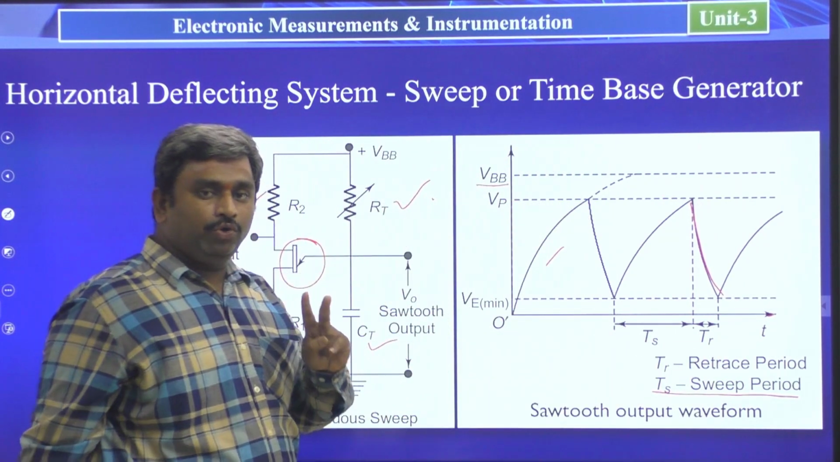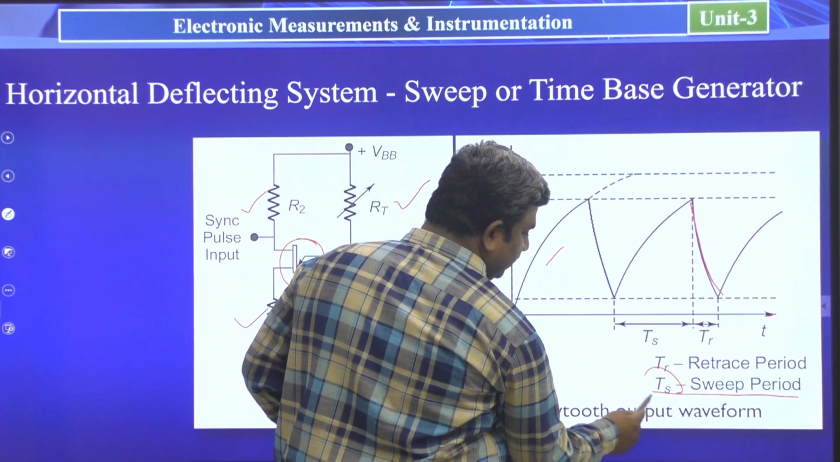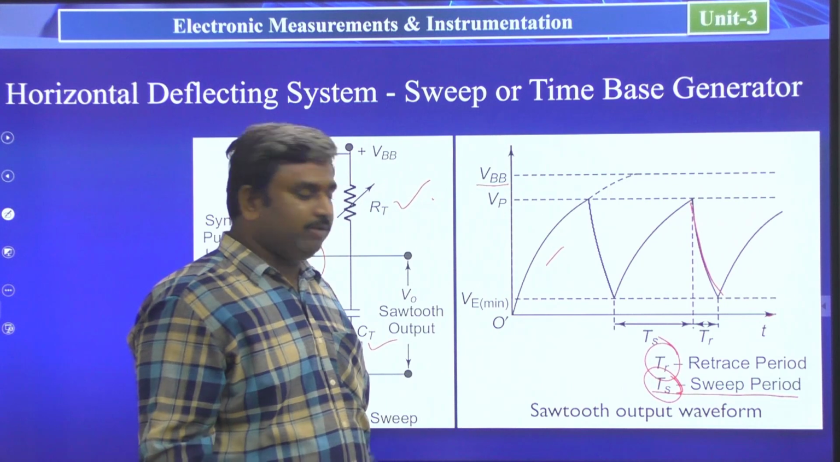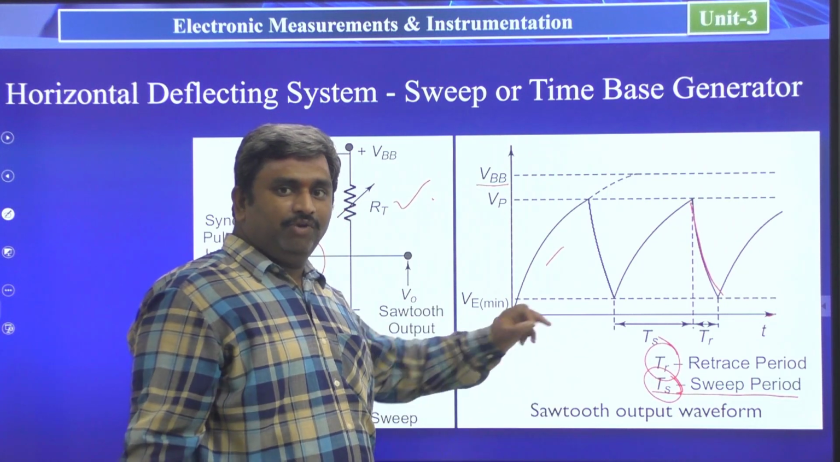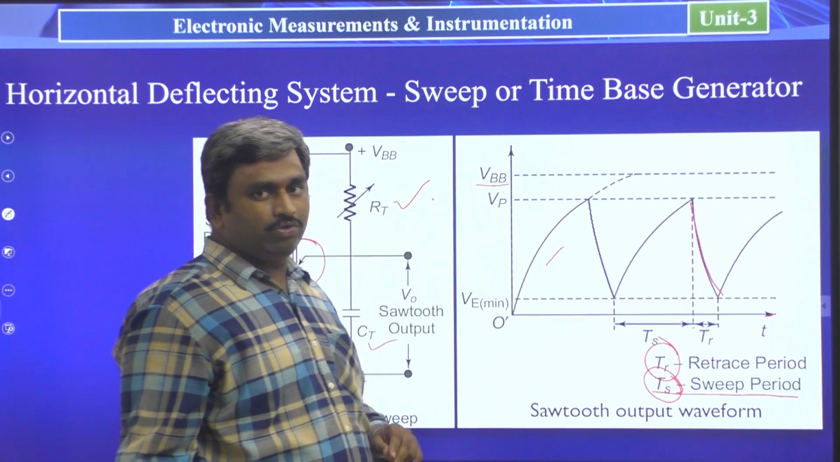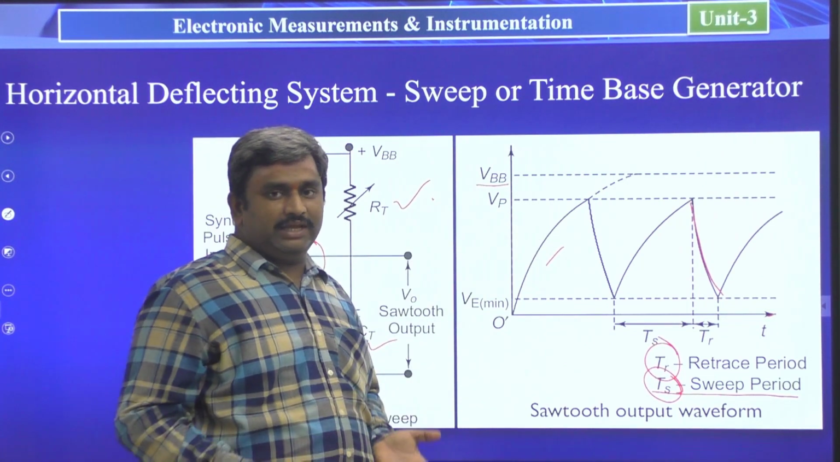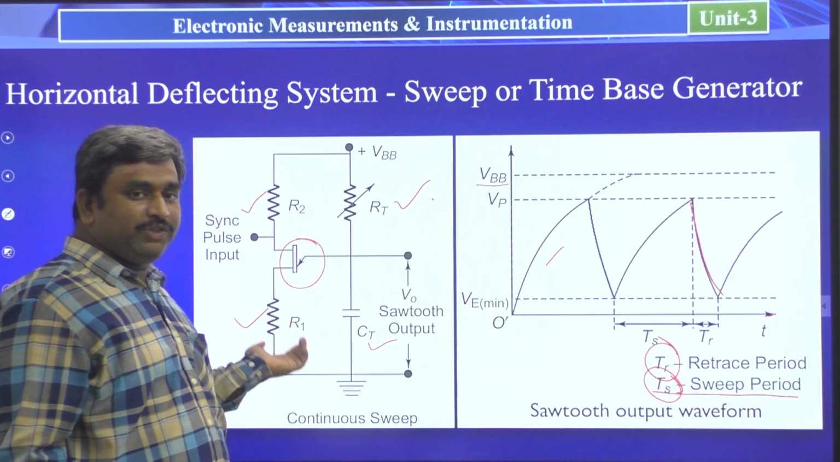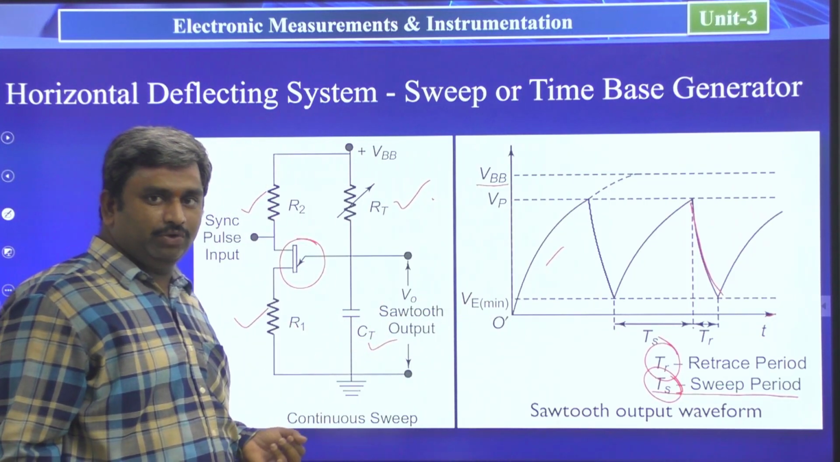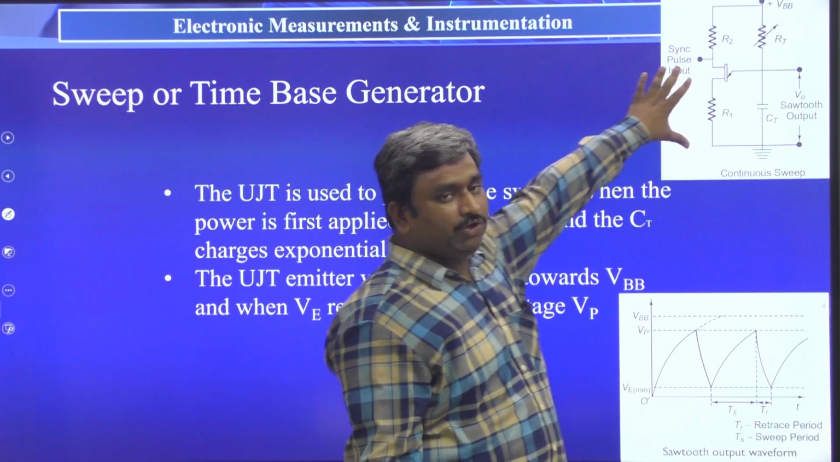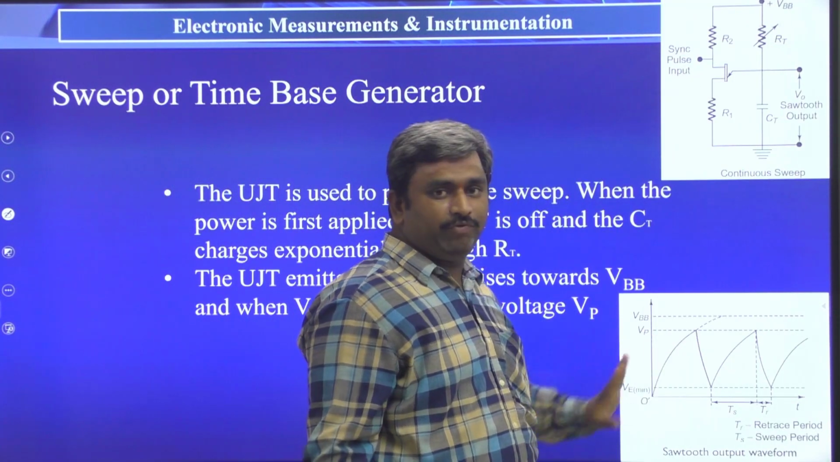Here we have two periods. The first one is the TS period, the second one is the TR period, where TS is the sweep period and TR is the retrace period. So this is a sawtooth waveform. Now let us see how this sawtooth waveform is generated with the help of this continuous sweep circuit. I have placed my circuit here and the output waveform here.